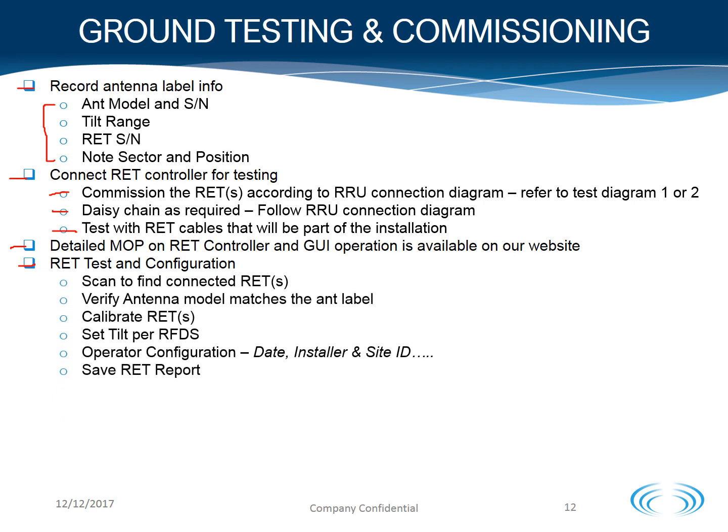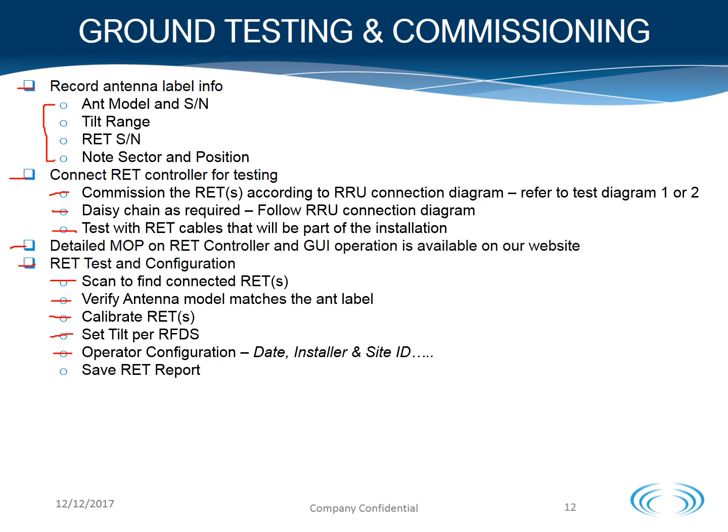Once the RET controller is connected to the RETs for testing, scan the bus to locate and find all the RETs on the antenna. Verify the antenna model matches the antenna label. Calibrate each RET. Once the RETs are calibrated, set the tilt for the RFDS.